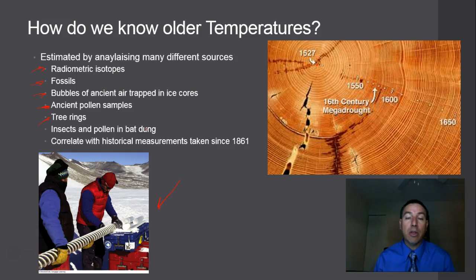And then you can look at insects and pollen and bat dung. All these things can be correlated with historic measurements taken since 1861, which is when we really started measuring temperature on the planet with actual devices like thermometers. All these things typically correlate fairly well once we get into this 1861 range.